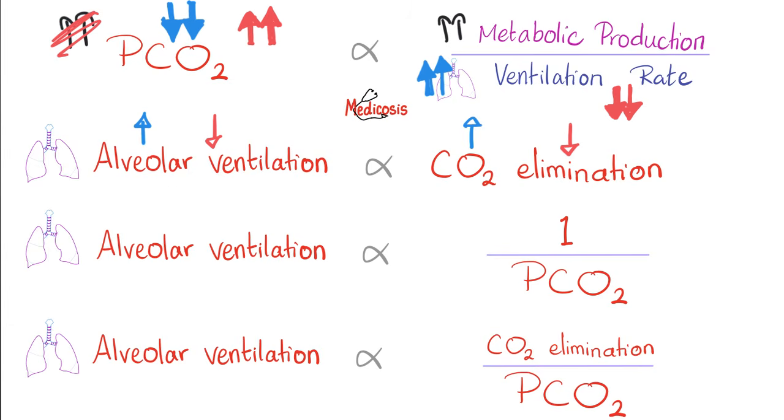So between alveolar ventilation and carbon dioxide elimination, we have a direct correlation. But between alveolar ventilation and the carbon dioxide pressure in the artery, in the body, it's an inverse correlation. That's why you can lump this one with this one and form a hypothetical equation like this.